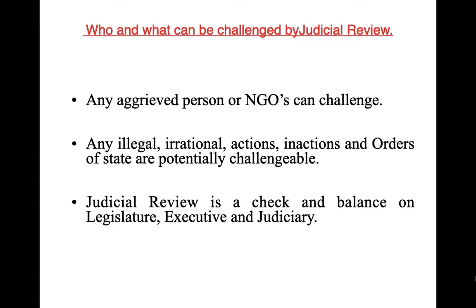The judicial review power is a power of check and balance over the three branches of the federal government, that is legislature, executive and judiciary, in order to limit each other and ensure a balance of power.